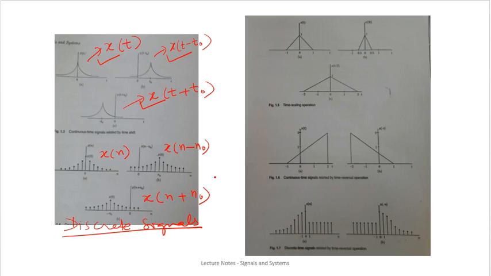Obviously the shifting will take place towards the right hand side since n naught is greater than 0, and in this figure the shifting is taking place towards the left hand side since n naught is less than 0. So these are the examples of the shifting operation. Now here on the right hand side, these examples are for the time scaling operation.